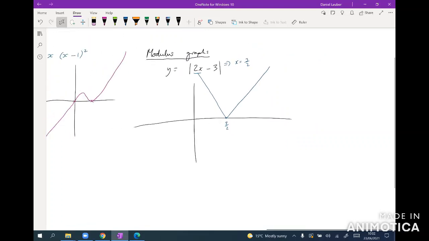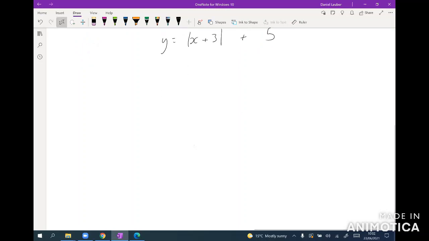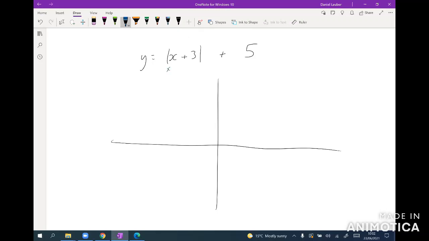So let's just do another one quickly. For example, y equals mod x plus 3 plus 5. Okay, so, well, look for where it's 0. So at x equals minus 3, we know that the modulus is 0, but obviously we've still got a plus 5, so we must be at minus 3, 5 there. And then just to the right of it, it's got a gradient of 1, so we're just going to go up like that, and then we complete our arrow, gradient of minus 1, and that's it.